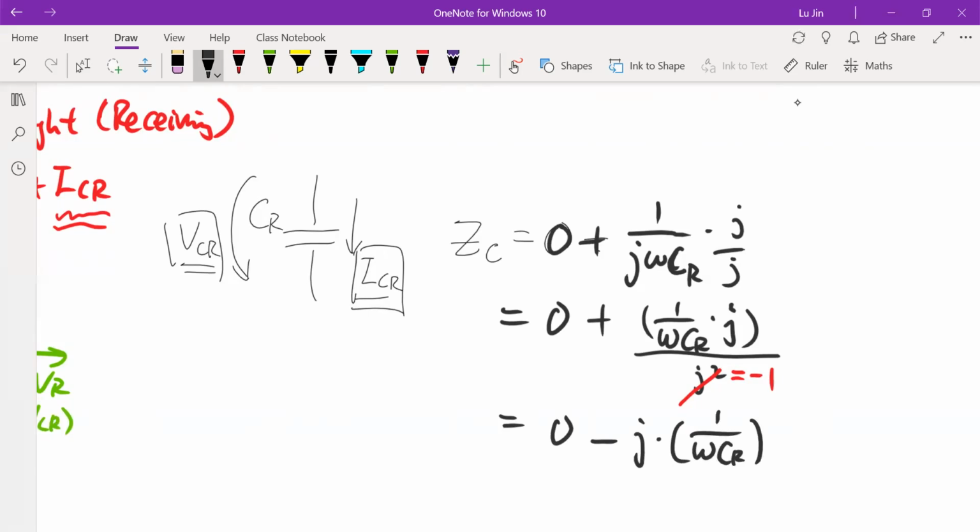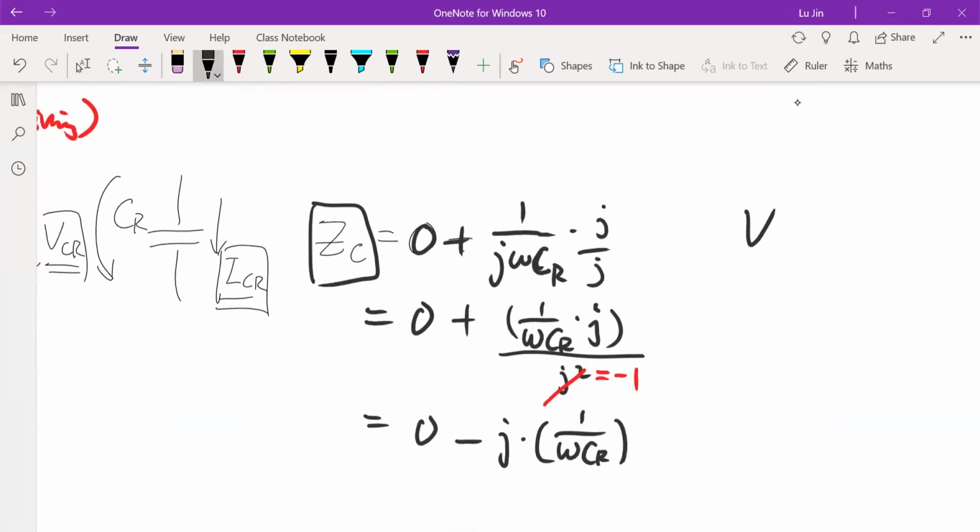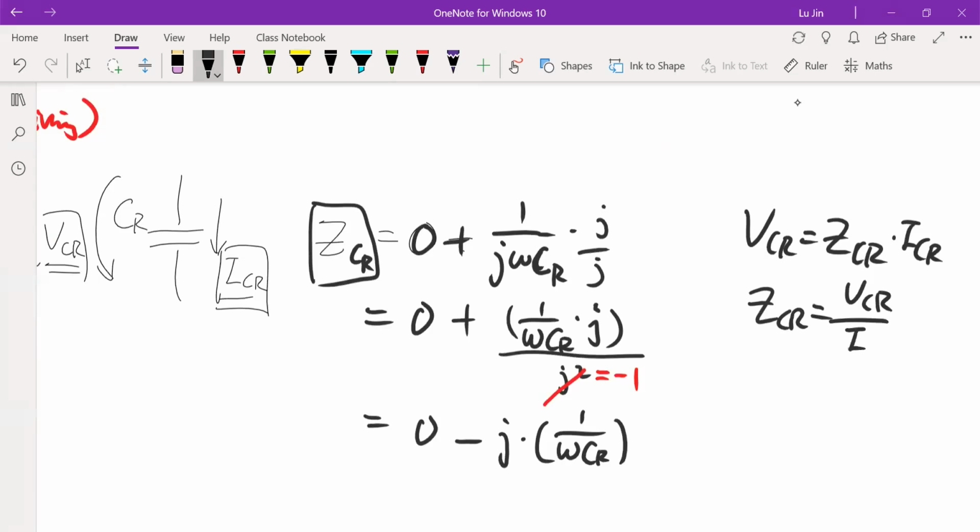This is how to calculate the impedance of a capacitor. But in the circuit, this DC impedance of the capacitor must follow Ohm's law. In other words, Z_CR should be equal to V_CR divided by I_CR. This is just Ohm's law for a capacitor. So this Z_CR and this Z_CR are equal.